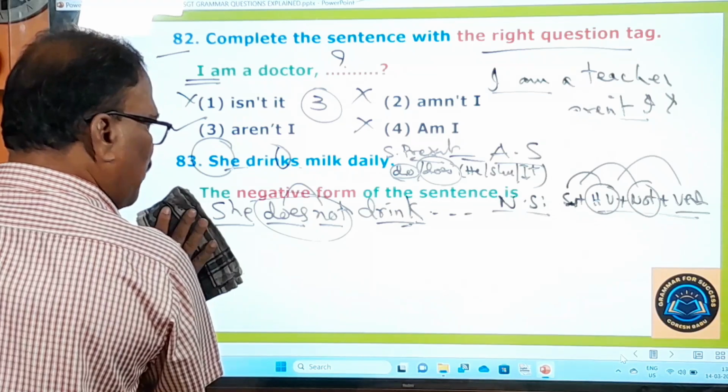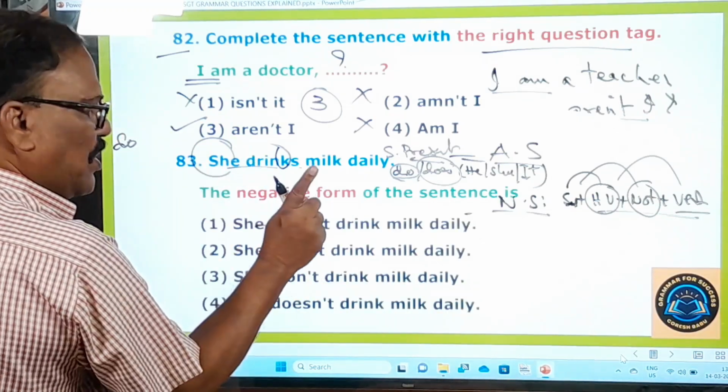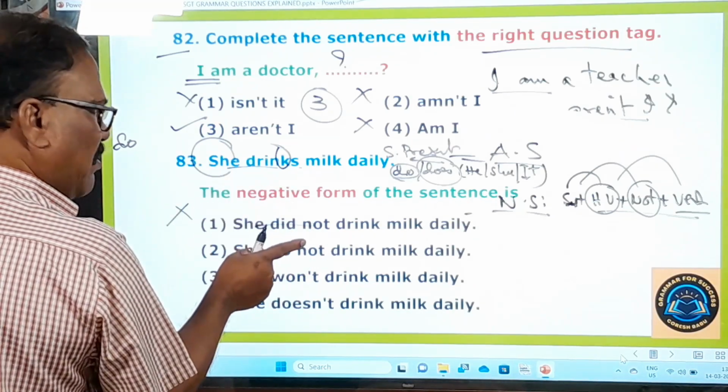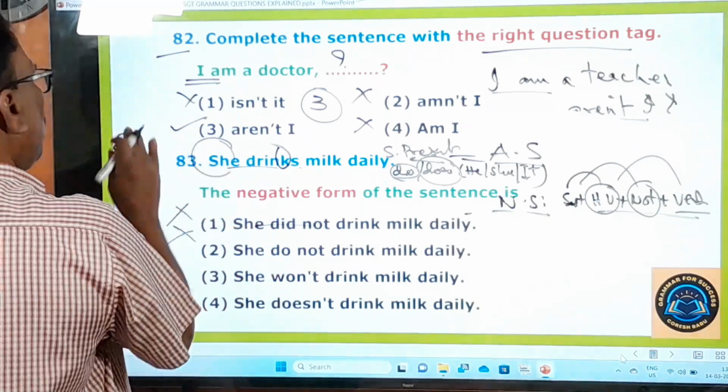Now let us look at the options given. She did not, because this is in the simple present tense. Did not is used. Okay, therefore this is wrong. And when you change this into a simple negative sentence, you do not use do not. Okay, you do not use do not. Do not is used for what?